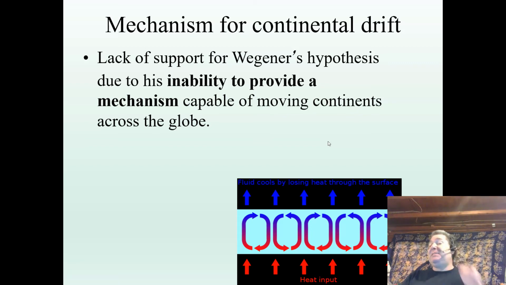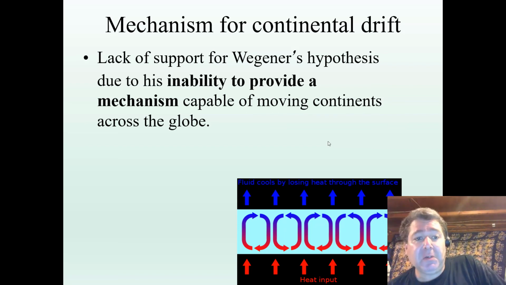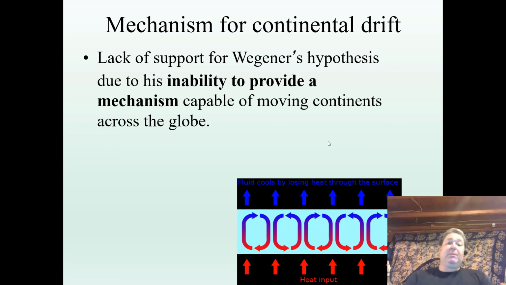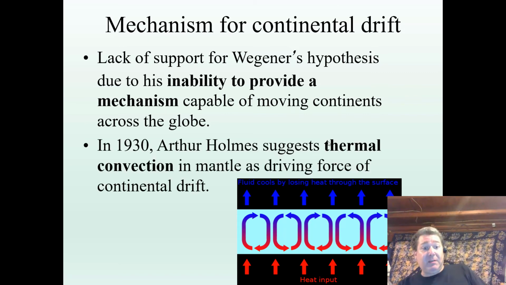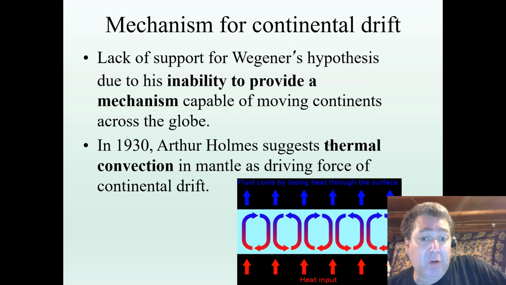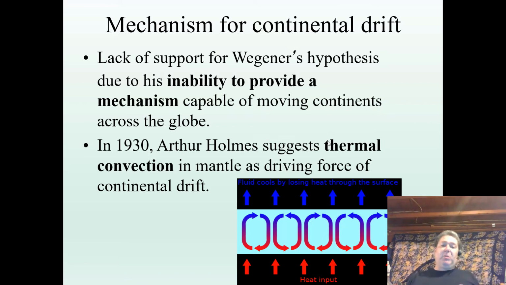And then in the year of 1930, he was in Greenland, got stuck in a blizzard and died trying to find evidence to support his theory. So, we really did kill poor Alfred. In that same year, he didn't live to see it, but gentleman Arthur Holmes suggests this idea of thermal convection in the mantle as the driving force.